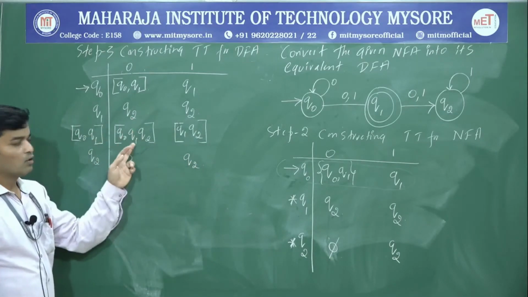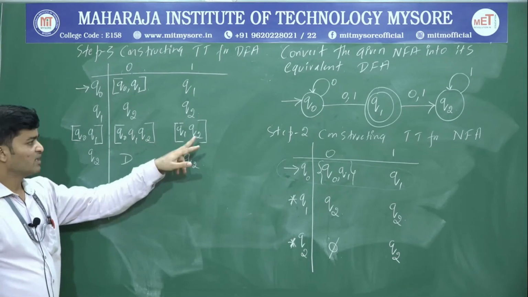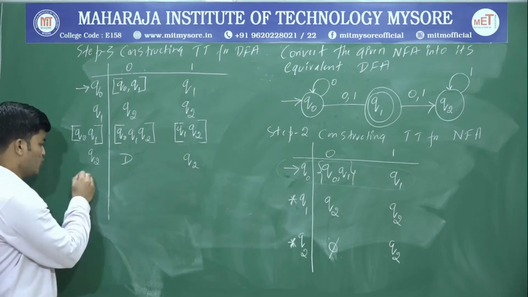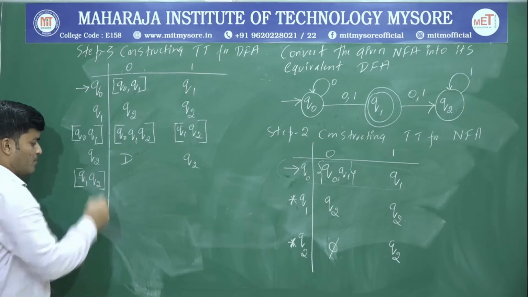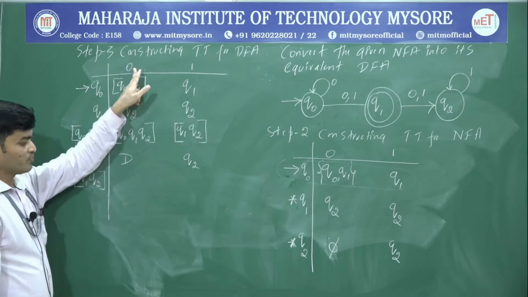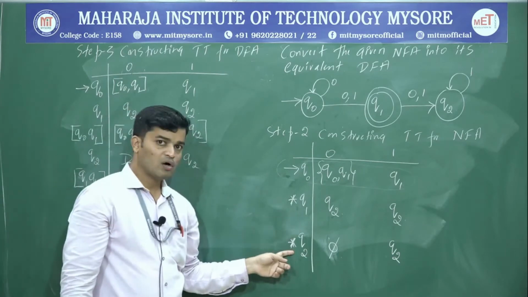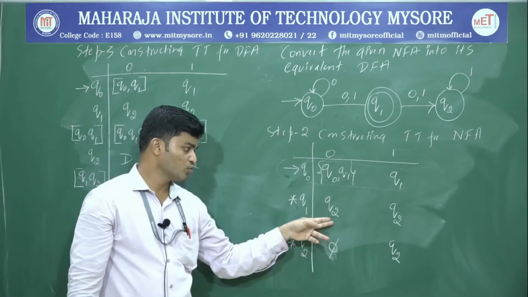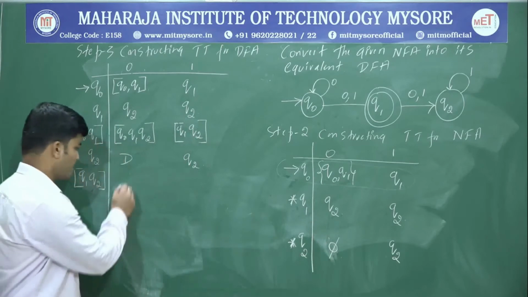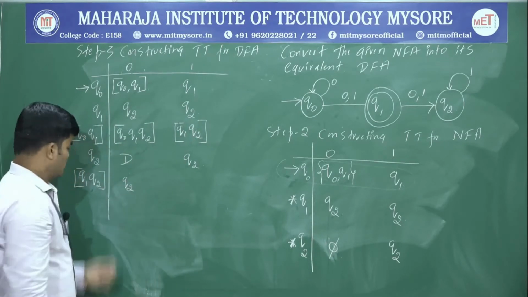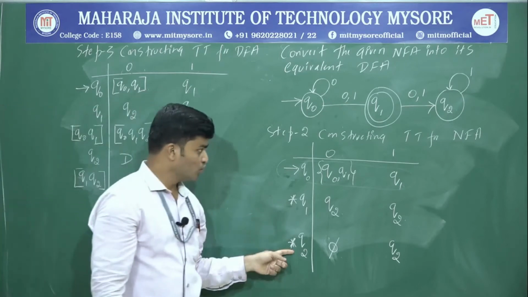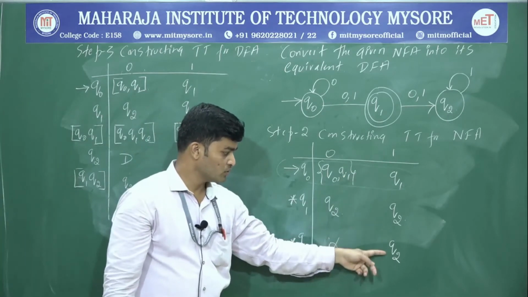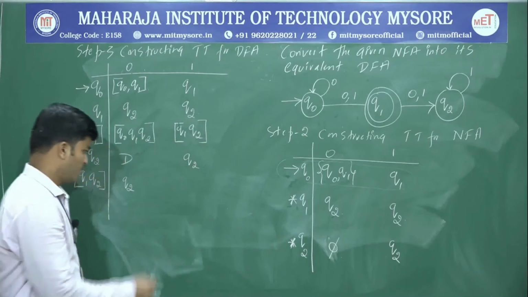So this one is over. Now go with which? Either this one or this one. Better you go with this one: Q1 Q2. What is Q1 Q2 upon 0? Q1 Q2 upon 0 is the union of these two, which again gives Q2. What is Q1 Q2 upon 1? Take the union of these two, which is again Q2.